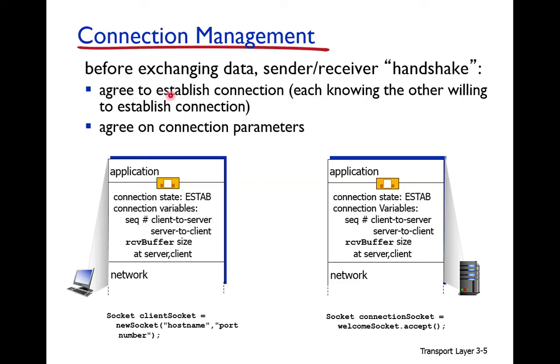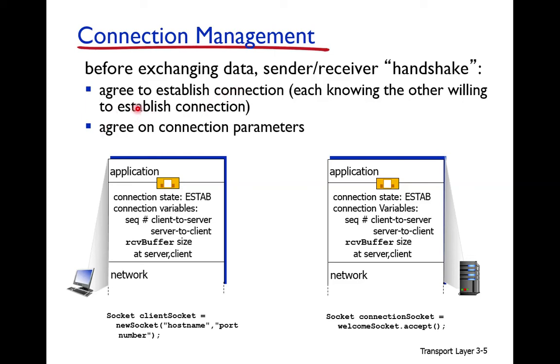Establishing a connection means that both sender and receiver are willing to accept data from each other. So this is the purpose of establishing a connection: both are willing to accept the data from each other.